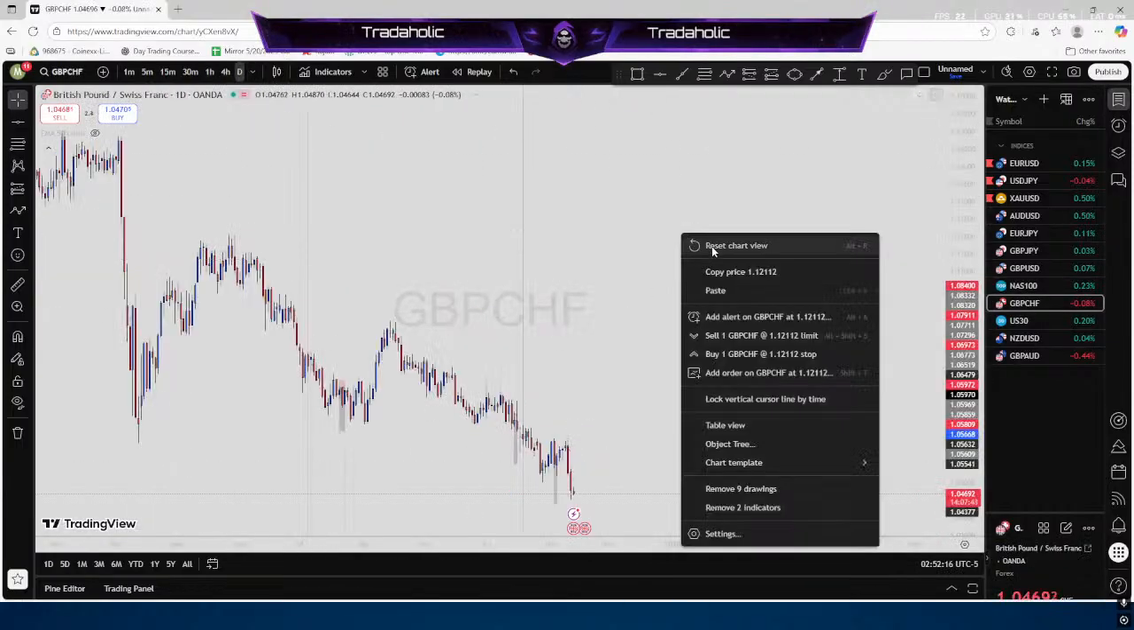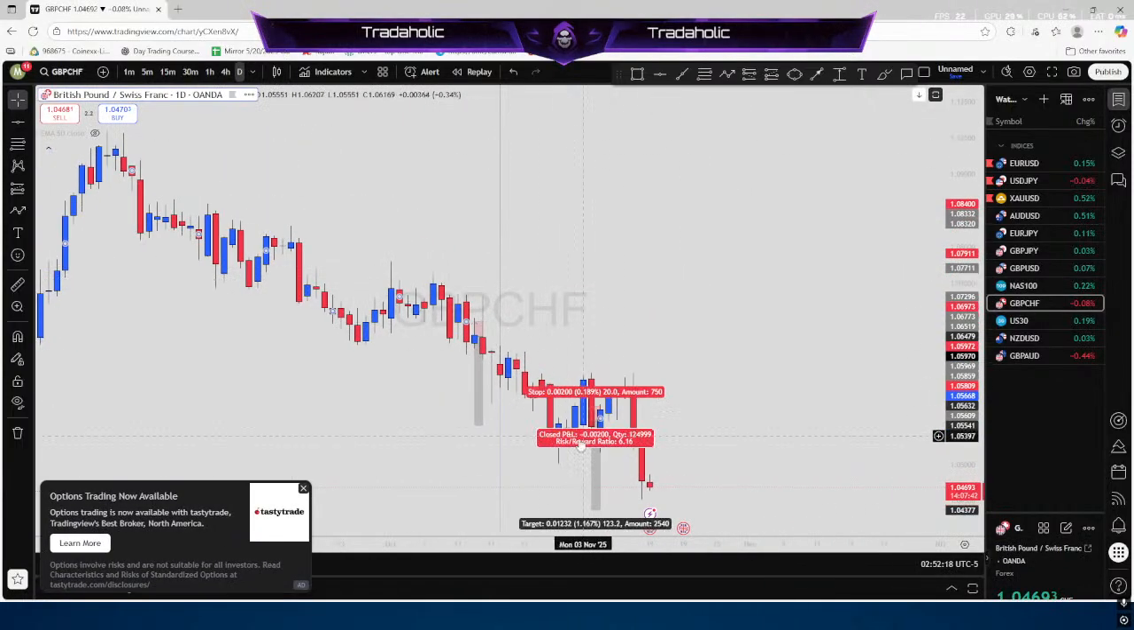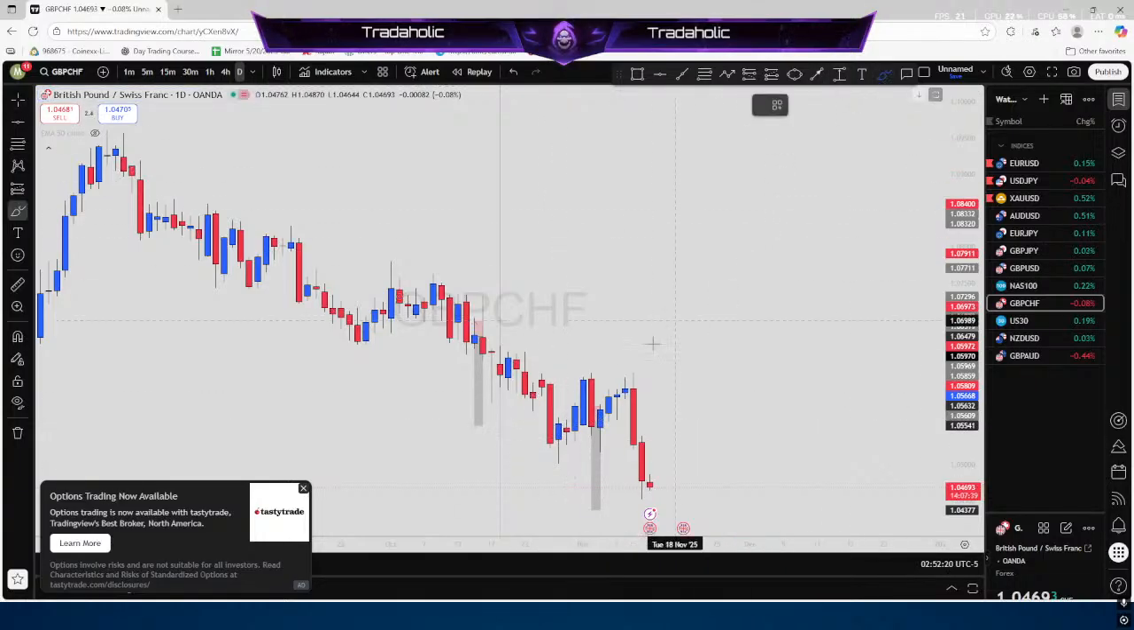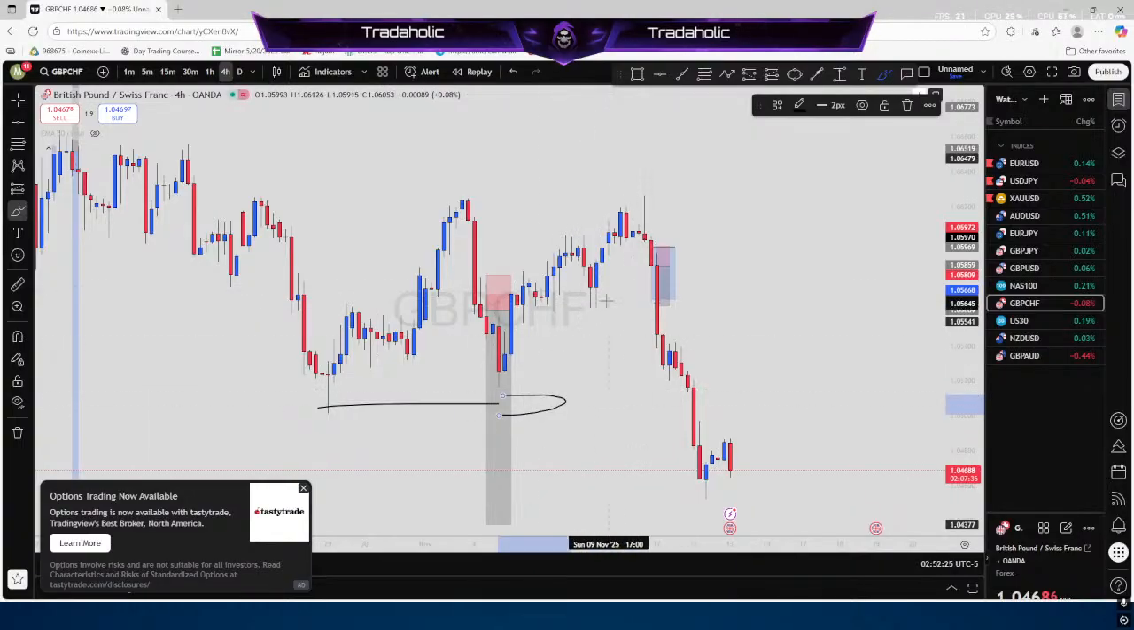GBPCHF, let's look at it. Daily time frame on GBPCHF, overall aggressively bearish, made a new low below this low to the left hand side right over here. So sellers are in control on the daily time frame. Looking at the 4 hour time frame, sellers are in control here as well. Again, made a new low sitting below this low right over here. This is the highest point price went before making this new low sitting down here. So as long as we stay below this high up here, we should continue to the downside. 4 hour sellers are in control as well.